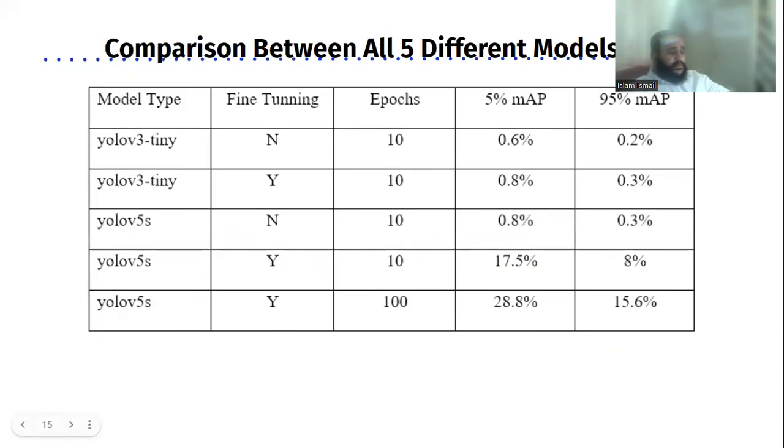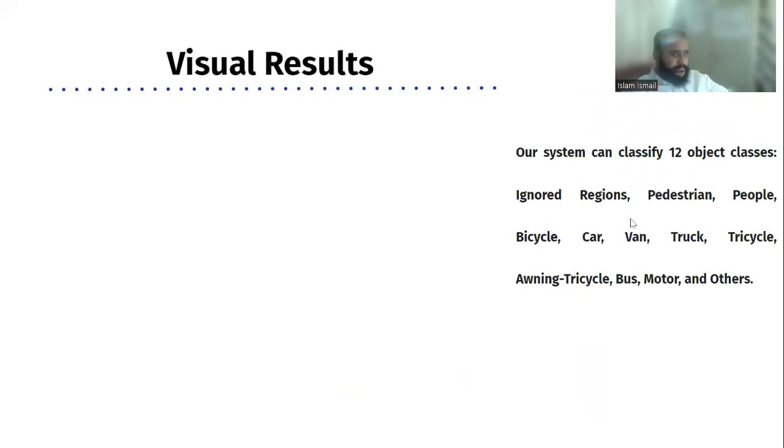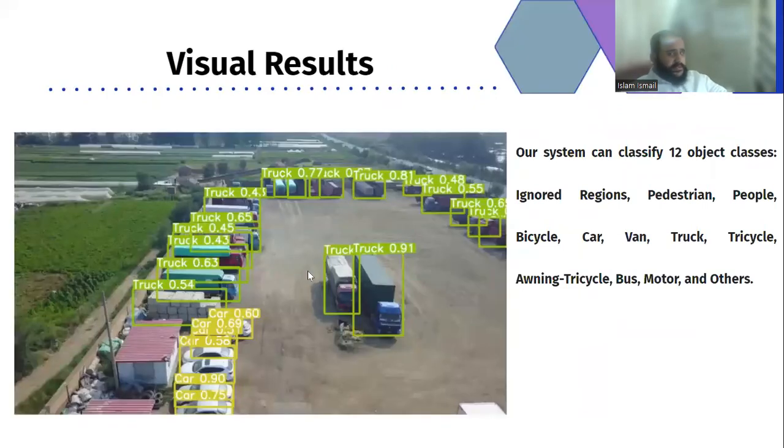Now this is a comparison between all 5 different models. As it's shown here, our model YOLOv5S with 100 epochs has achieved the highest mAP, 5% mAP and 95% mAP. This is some visual results that our models have achieved. As it's shown here, our system now can classify 12 object classes.